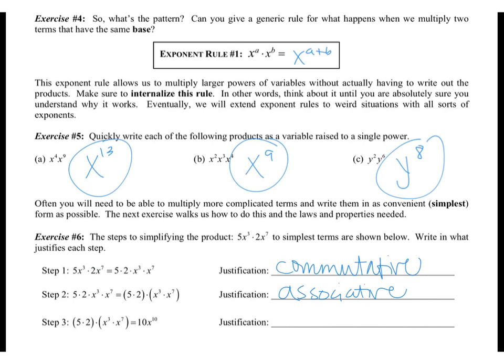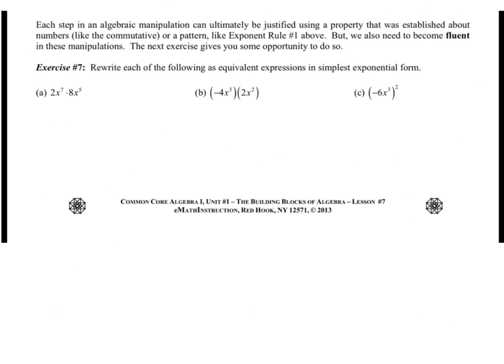And the last one, it took 5 times 2, which is simplified to 10, and then x to the third and x to the seventh to make x to the 10th. And this one is exponent rule number 1. This is the rule we learned up above. Exponent rule number 1.